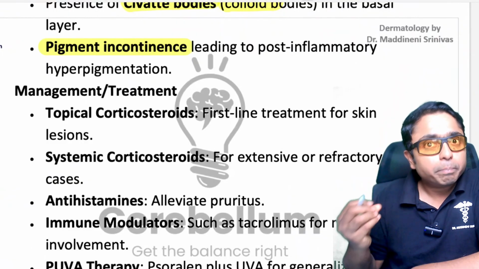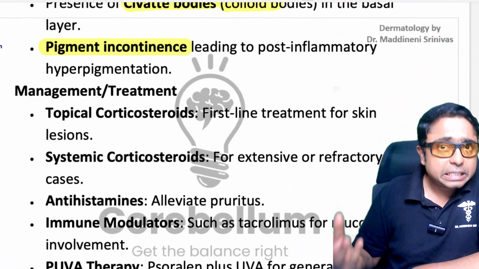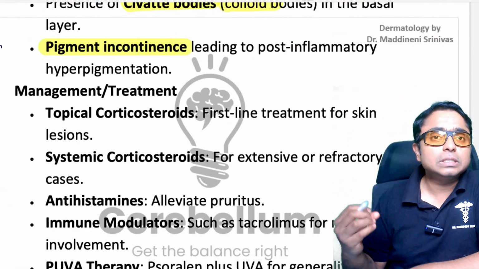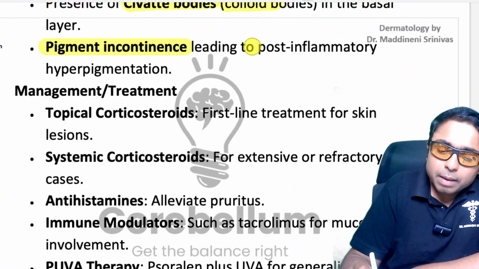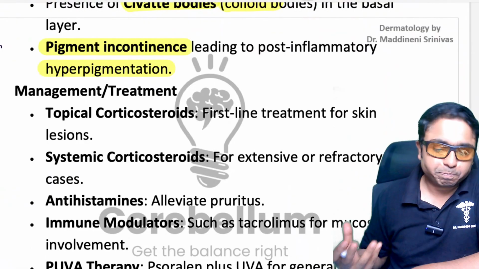Coming to the other changes, I hope all of you remember that the melanocytes are present in the stratum basal layer, and because of the degeneration of the basal cells, they are going to fall into the dermis, and this is going to produce pigment incontinence, because of which clinically we can see the very bad pigmentation over the skin.